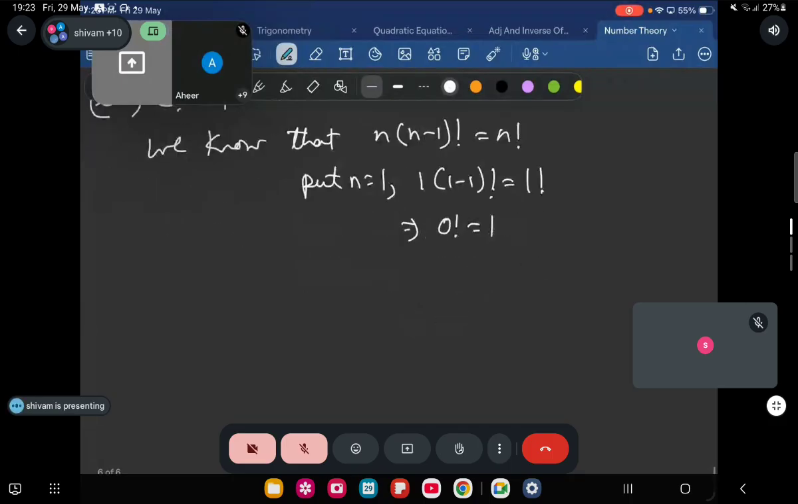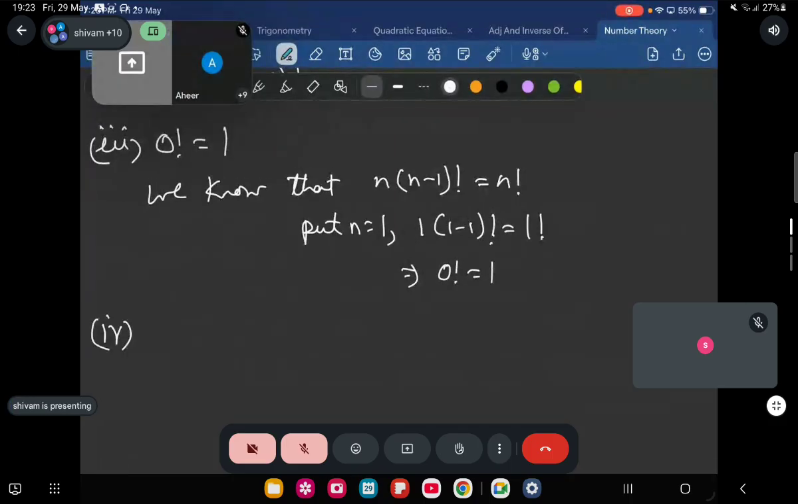Next, number 4. There is something called nCr. Currently I'm going to just write down the expression. The original proof and the exact meaning of nCr I'll be discussing in PNC. nCr is equal to n factorial divided by r factorial into n minus r whole factorial.